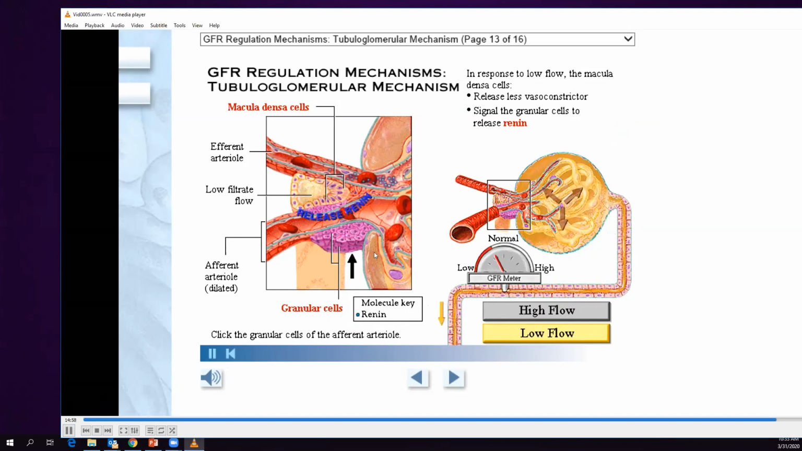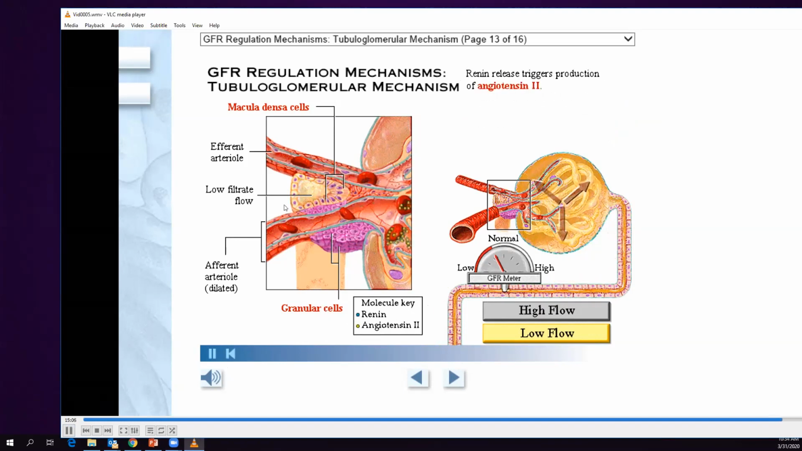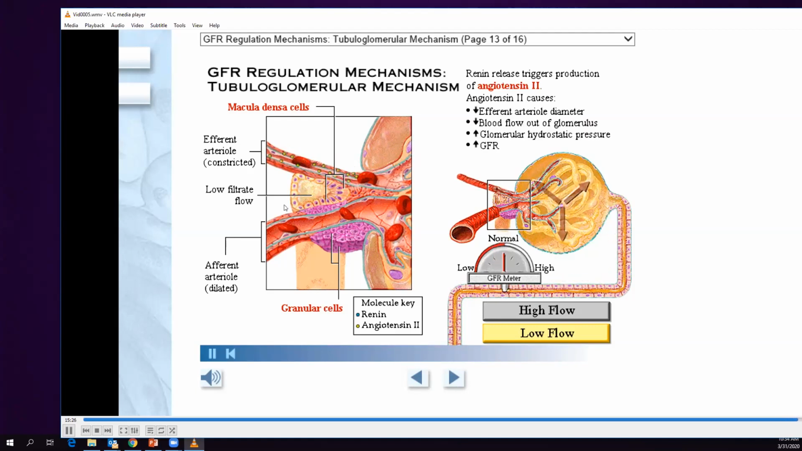Now click the granular cells of the afferent arteriole to see the effect of renin on the regulation of the GFR. In the bloodstream, renin triggers a series of events that increase the level of the hormone angiotensin II. You can see this process in greater detail in the blood pressure regulation topic of the cardiovascular system module. In the kidney, increased angiotensin II causes constriction of the efferent arteriole. This causes the blood flow out of the glomerulus to slow, thus increasing the glomerular hydrostatic pressure and restoring the glomerular filtration rate to normal.